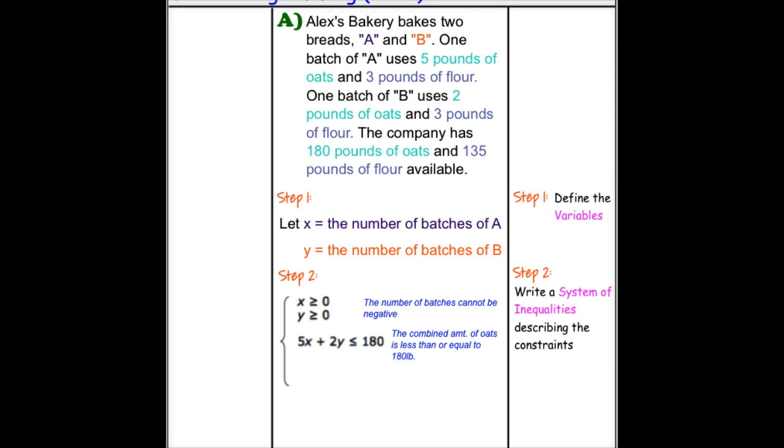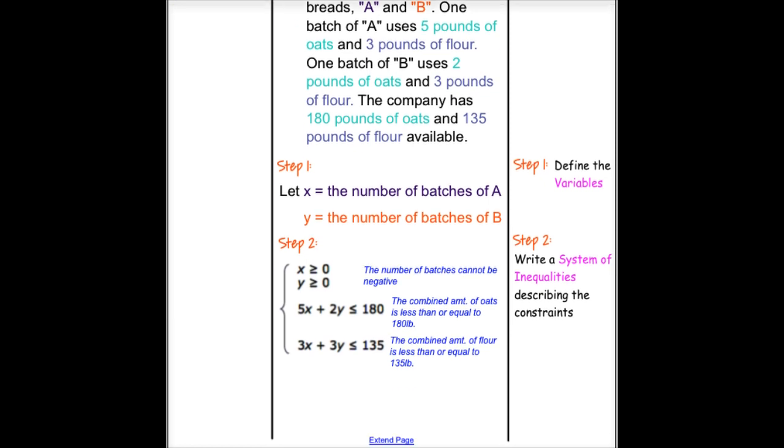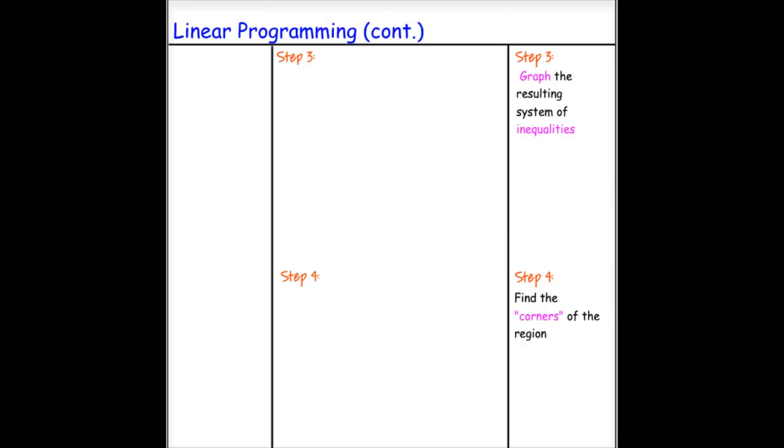Our third one then is going to deal with the flour, which will be 3x plus 3y, because each of them uses 3 pounds of flour, but it has to be less than or equal to 135, because that's all the flour that we've got. So then, now that we've got these inequalities for our system, now we're going to move on to step 3. Step 3, we want to graph that.